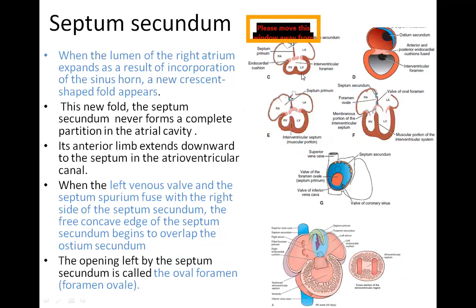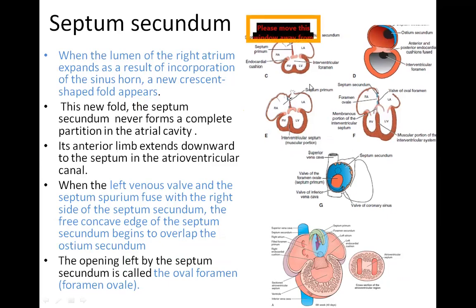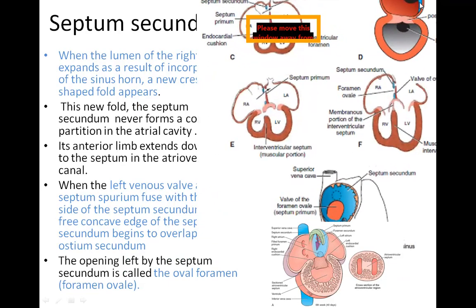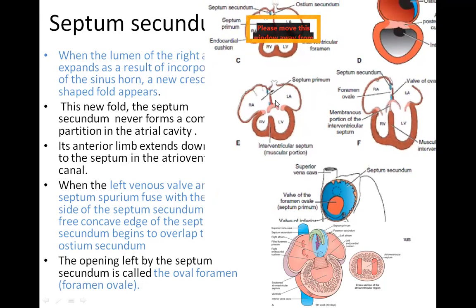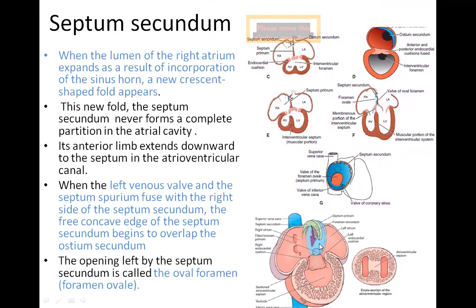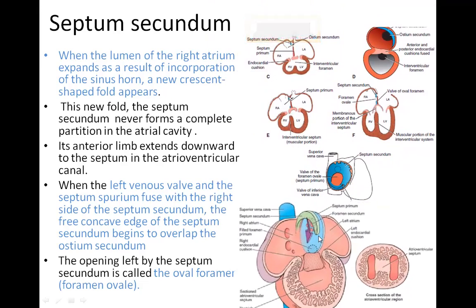Now there is another septum, the septum secundum. When the lumen of the right atrium expands, this is the right atrium, this is the left atrium, it expands due to incorporation of the right horn of the sinus venosus. A new crescent-shaped fold appears. This blue one you can see is the septum secundum. This new fold never forms a complete partition in the atrial cavity. Its anterior limb expands downward towards the septum in the atrioventricular canal.